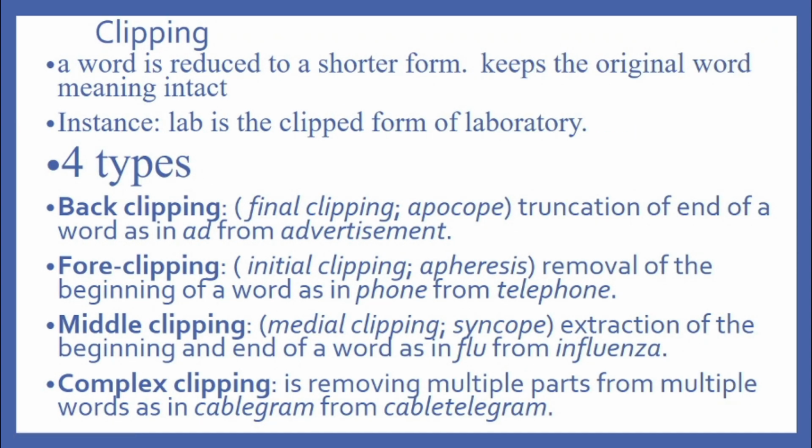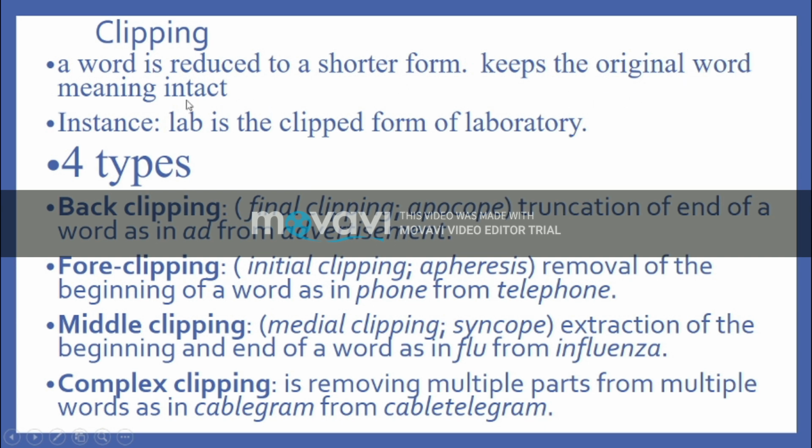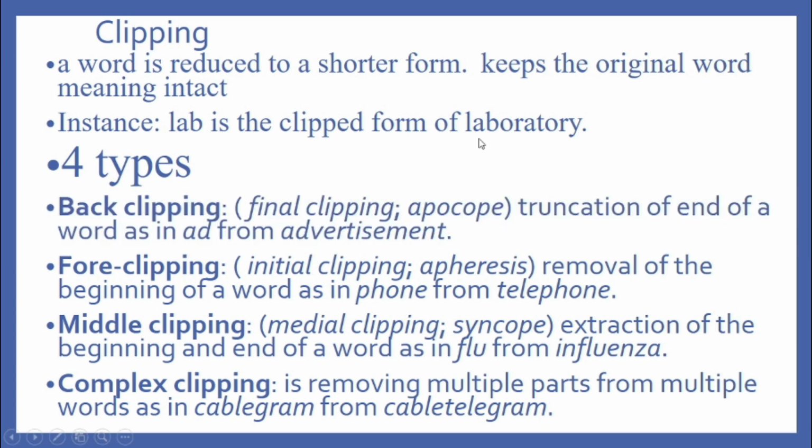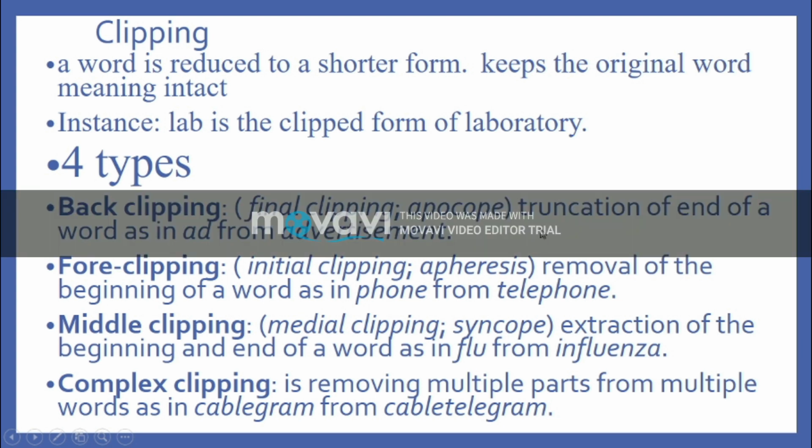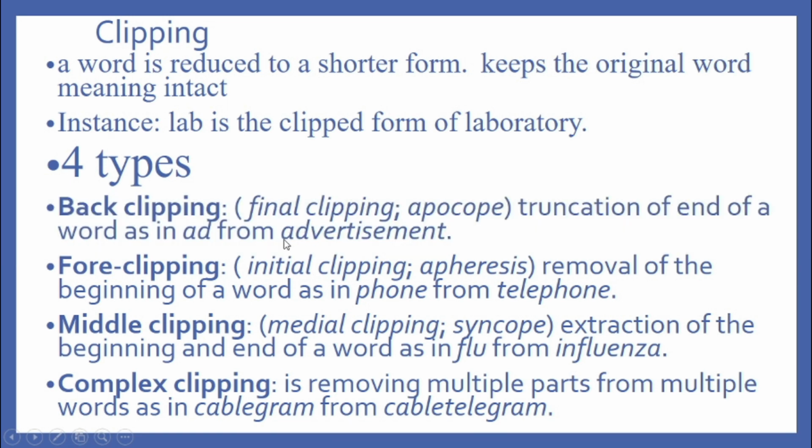Clipping is another important way of word formation where a word is reduced to a shorter form and it keeps the original word meaning intact. So there is no change in the meaning, but you have a short form of the longer one. Like lab is the clipped form of laboratory. There are 4 types of clipping. Back clipping, which is also called final clipping or apocope, where there is a truncation, that is clipping off the end of a word, as ad from advertisement. So you keep only the first 2 letters and you clip the rest of it.